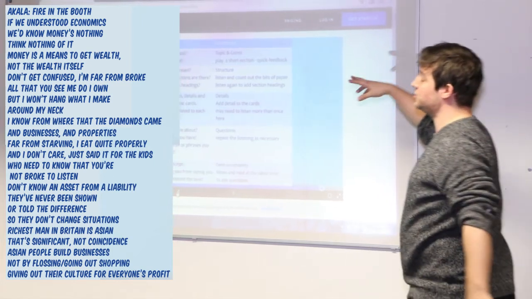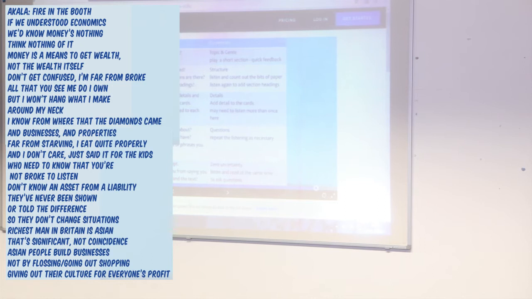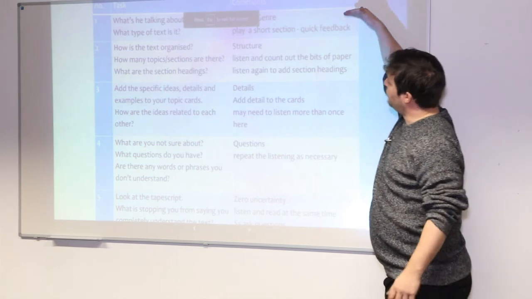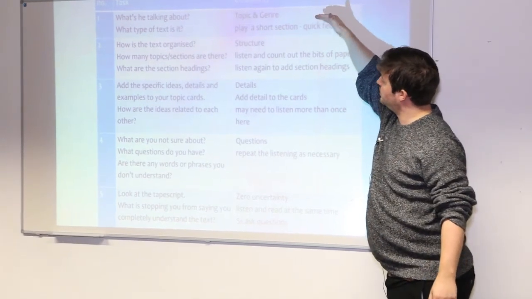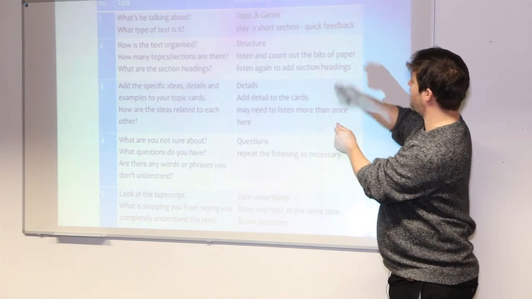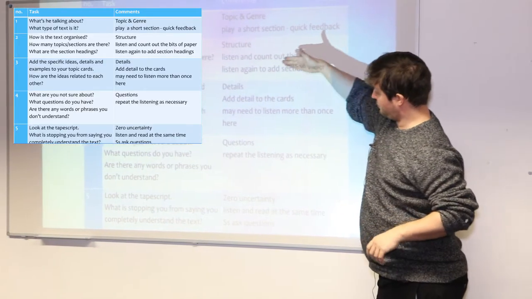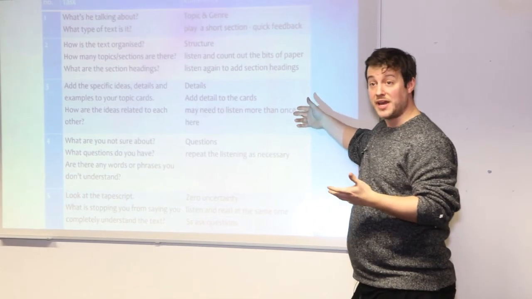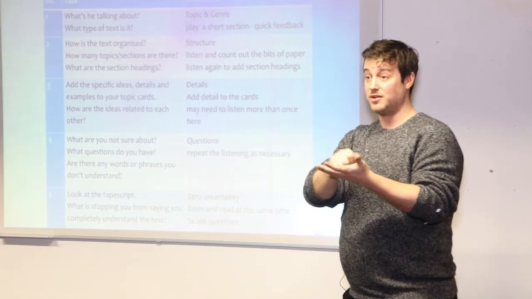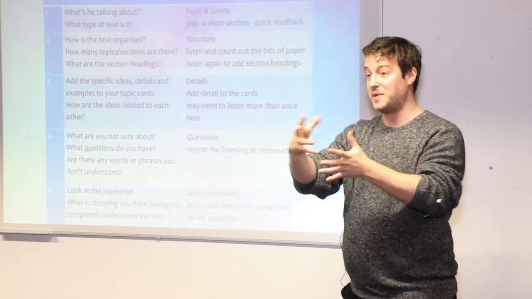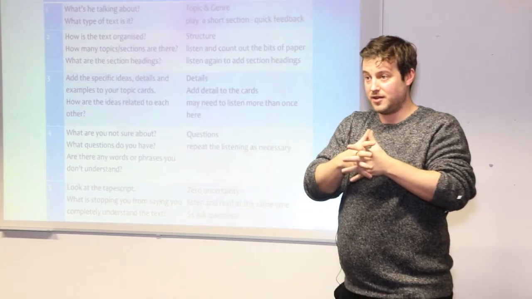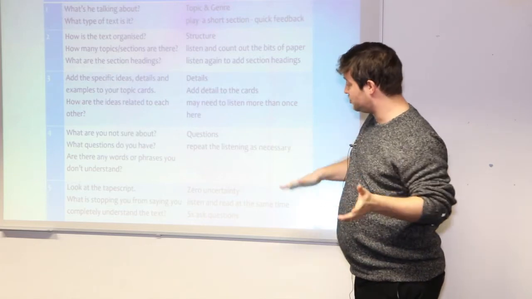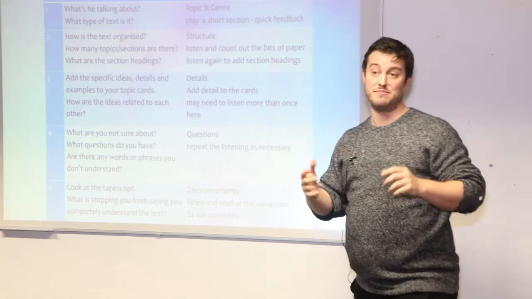And then here's a summary of the stages that I'm talking about with you today. This is the staging that we've just been through. Number 1, the topic and the genre. Number 2, the structure, the count out the bits of paper. Listen again and add headings. Number 3, add detail to the cards. May need to listen more than once. Probably only some of the cards get done in detail, but that's okay, the students can just choose the bits that they're interested in and listen into that bit. It might be a bit exhausting to try and do everything. And then what questions do they have? Answer the questions, and then ideally zero uncertainty, but maybe impractical.